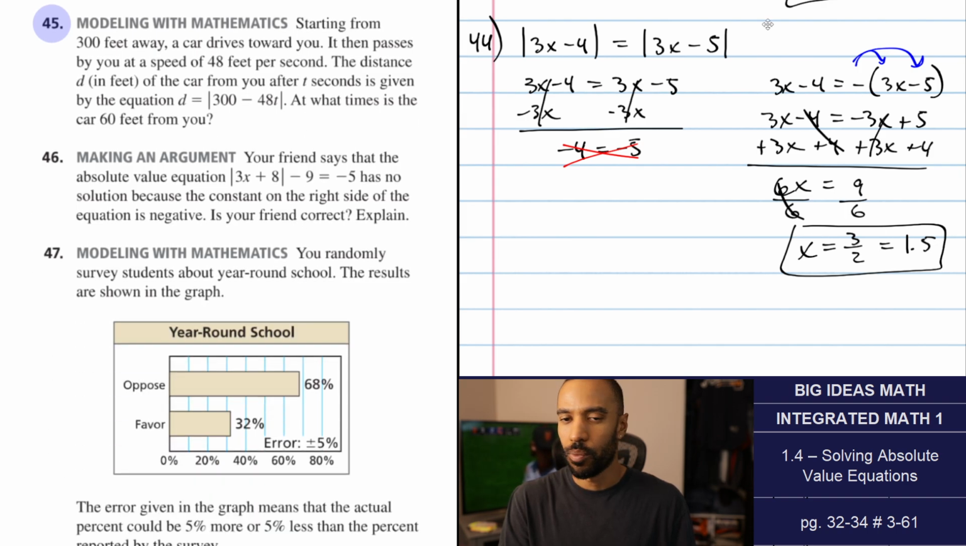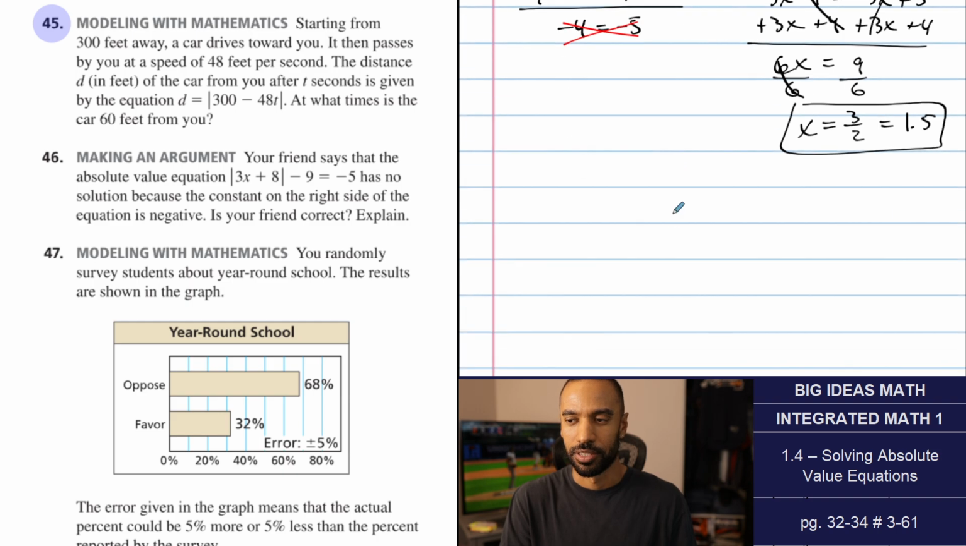Starting from 300 feet away, a car drives toward you. Oh my goodness. That's a football field away. I have some time to move. It then passes by you at a speed of 48 feet per second. The distance in feet from the car, from you after t seconds is given by this equation.